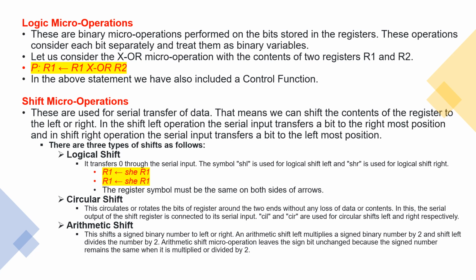Arithmetic shift. This shift operates on a signed binary number, shifting it to left or right. An arithmetic shift left multiplies a signed binary number by 2, and shift right divides the number by 2. Arithmetic micro-shift operation leaves the sign bit unchanged because the sign of the number remains the same when it is multiplied or divided by 2.